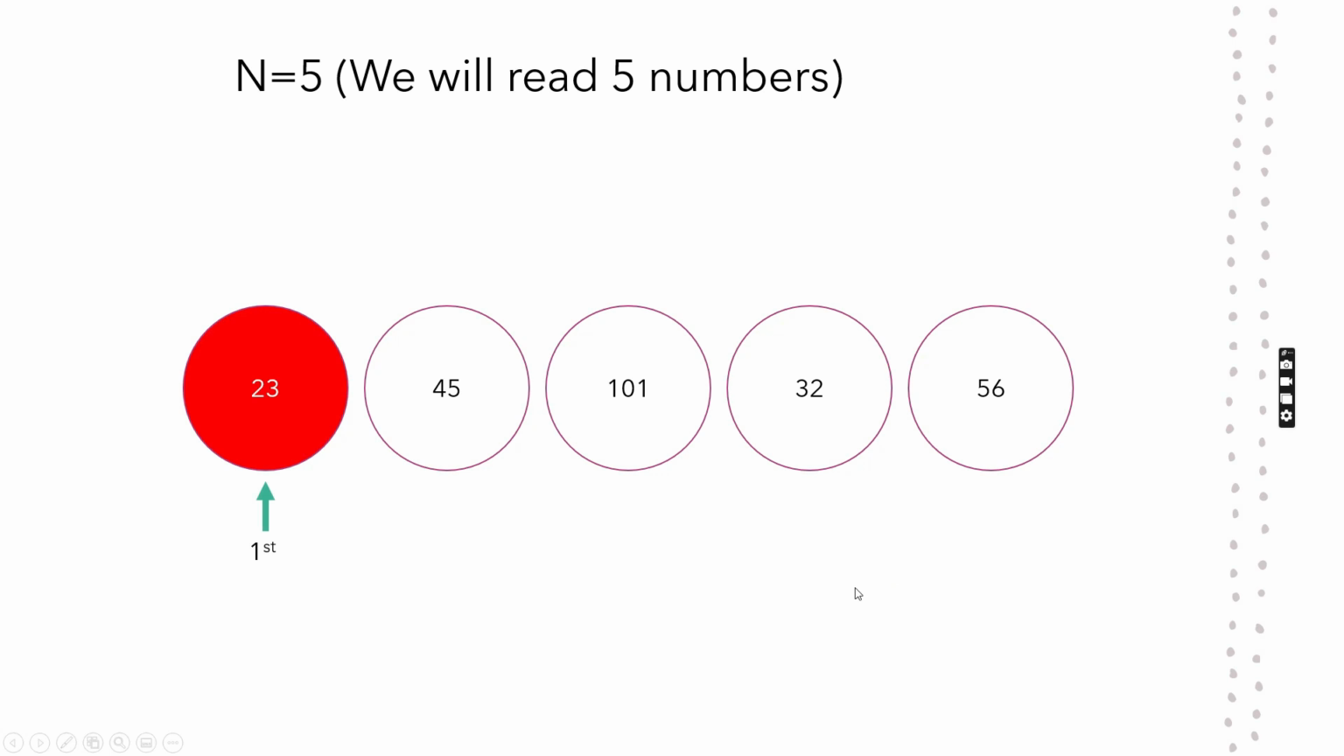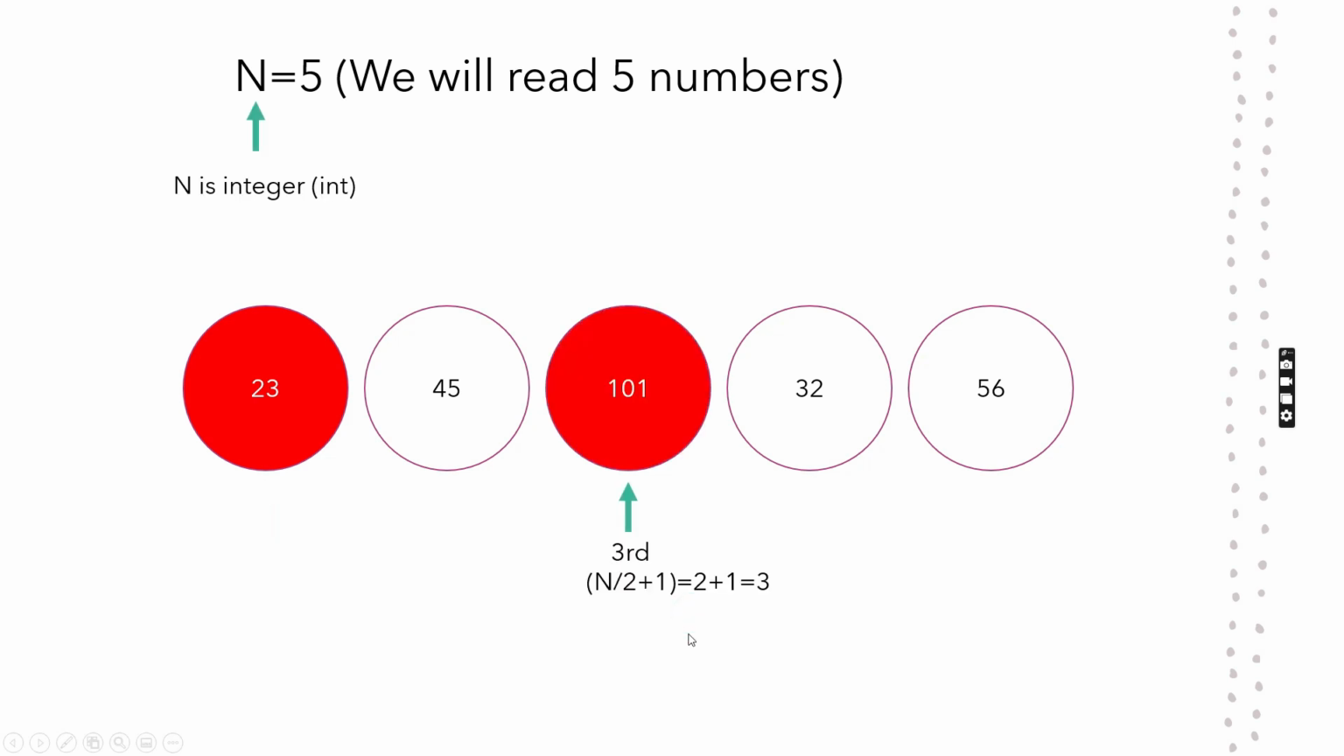The first number will be the number that we read at the first place, and then the middle number will be the number at position n divided by 2 plus 1. Since n is 5 and it is integer, if you divide it by 2, you get 2, because n is integer. And 2 plus 1 will give you 3. But this is only when n is odd number, like 5, 3, or 7.